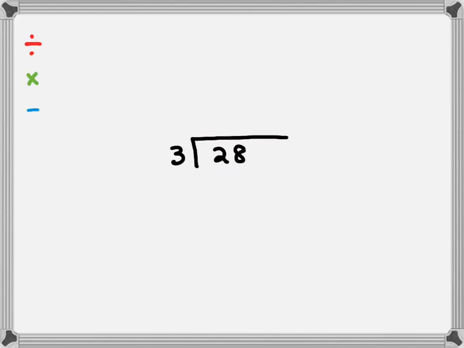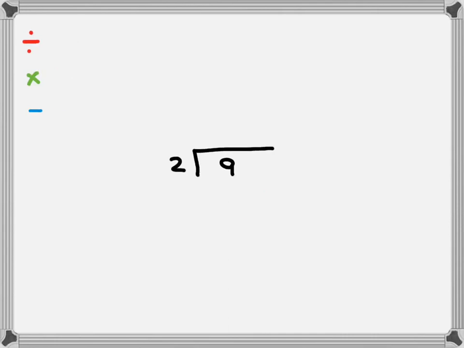Next one, 3 times what to get to 28? Well, the closest we can get on our 3 times table is 27, and that would be 3 times 9. So we've done our divide step. Now our times step, 9 times 3 is 27. We write it down there. Now our minus step, we're going to minus 8 minus 7 is 1, and 2 minus 2 is nothing. So this is remainder 1.